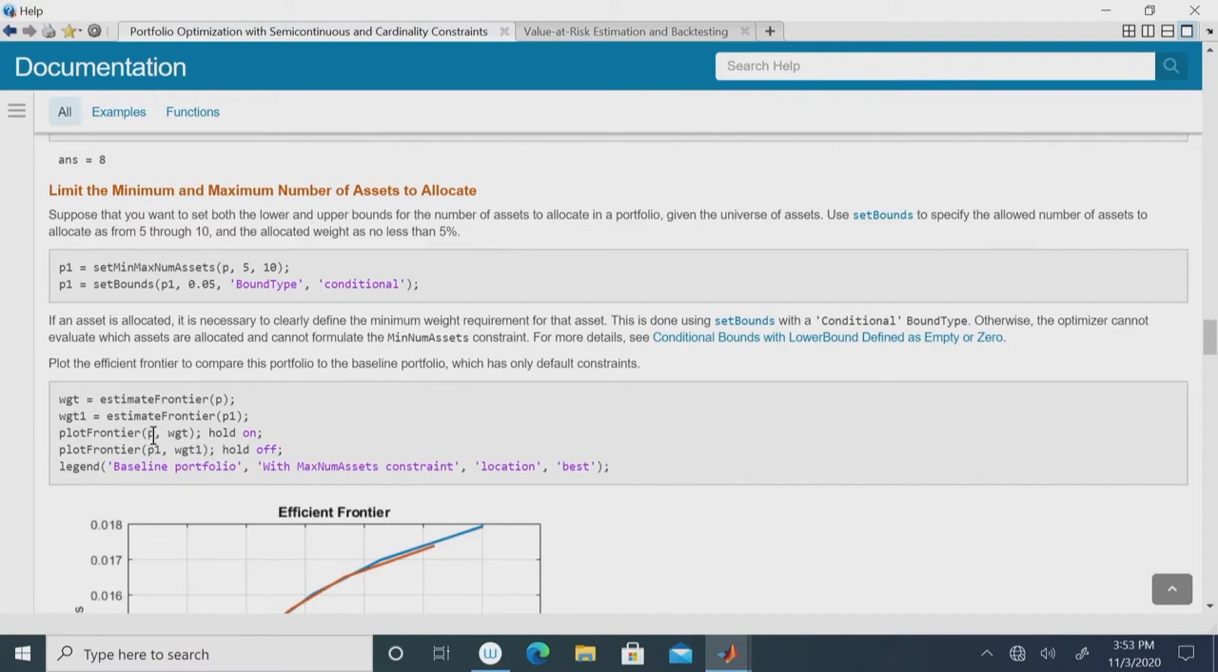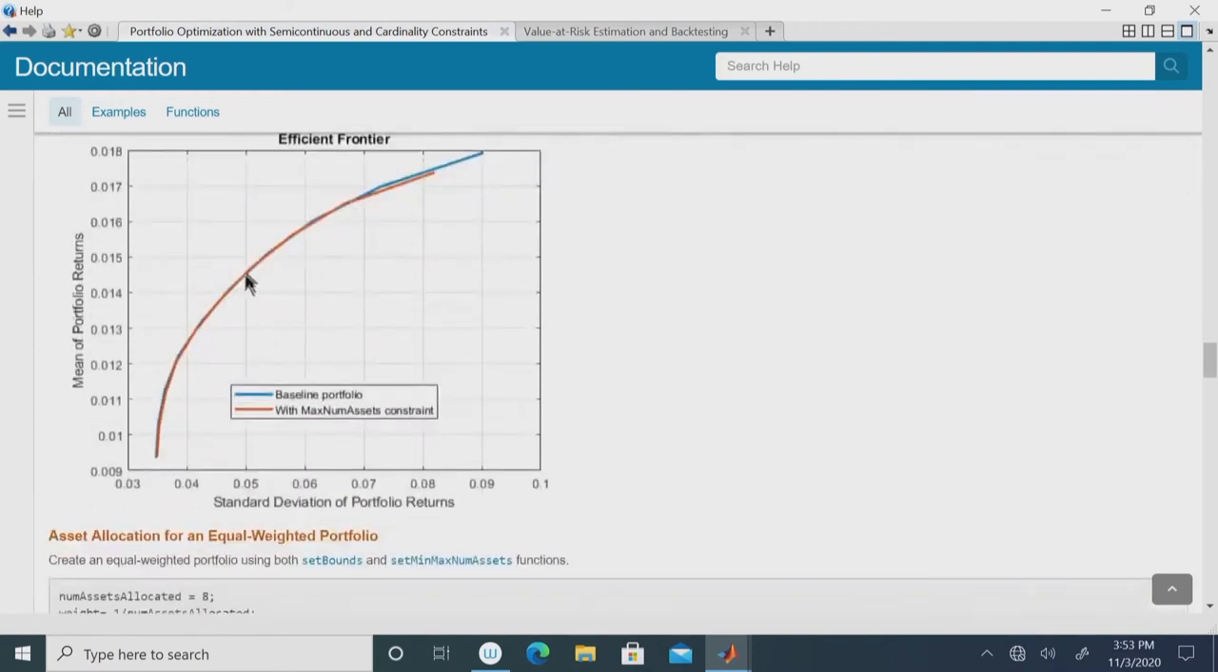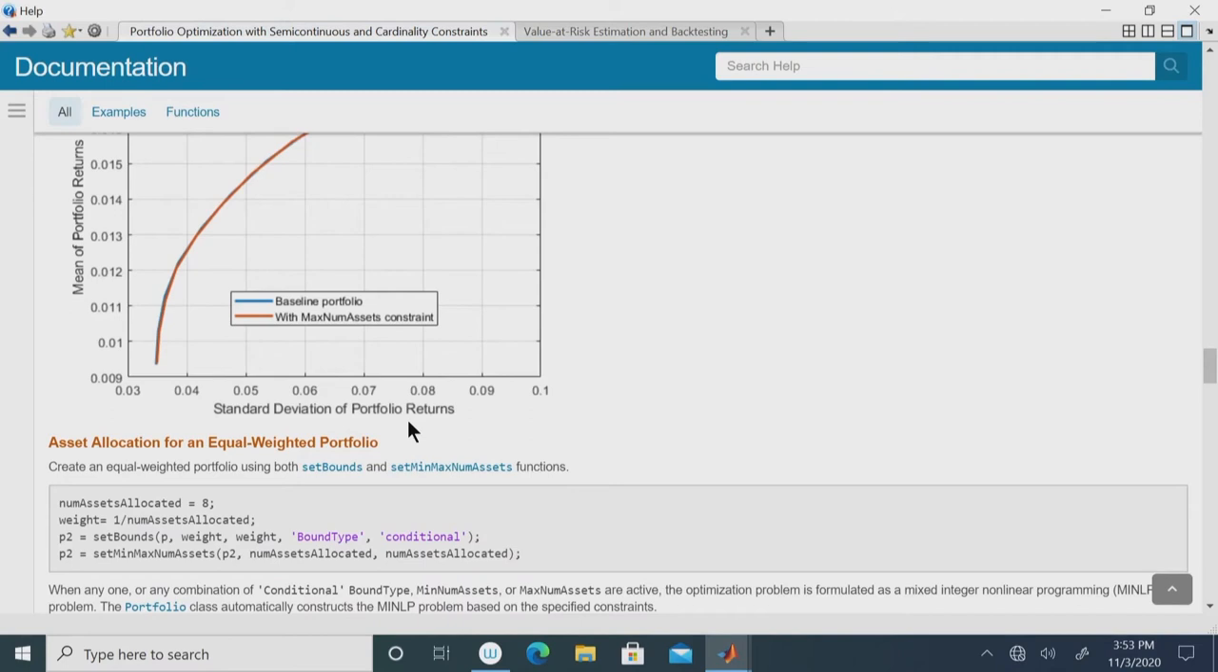So that will be given by plot of PN WGT and P1 WGT. It turns out that this is going to be the efficient frontier that we have. The blue one again is the baseline portfolio and the orange one is the one with max number of asset constraints. So this means that this is the one where the number of assets lies between 5 and 10 and the minimum weight is going to be 5% for each asset.